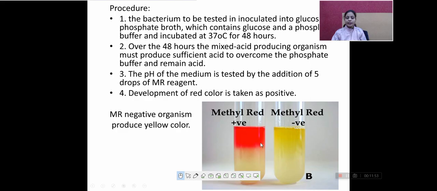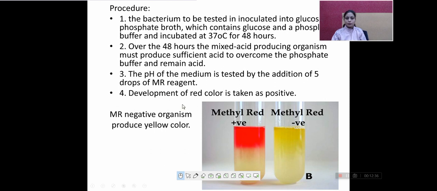So the procedure is: the bacterium to be tested is inoculated into the glucose phosphate broth, which contains glucose and phosphate buffer, and incubated at 37 degrees for 48 hours. Over the 48 hours, the mixed acid producing organism must produce sufficient acid to overcome the phosphate buffer and remain acid. The pH of the medium is tested by the addition of 5 drops of methyl red reagent, and the development of red color is taken as positive.